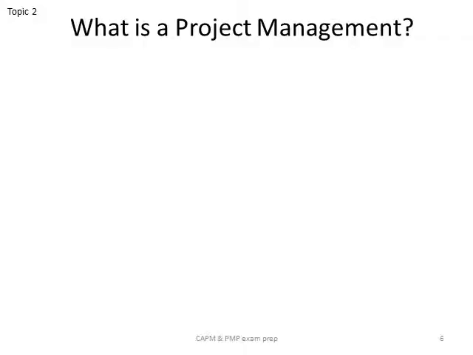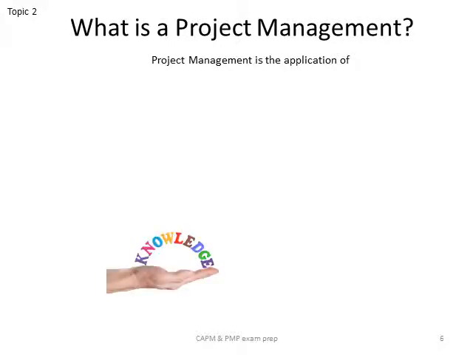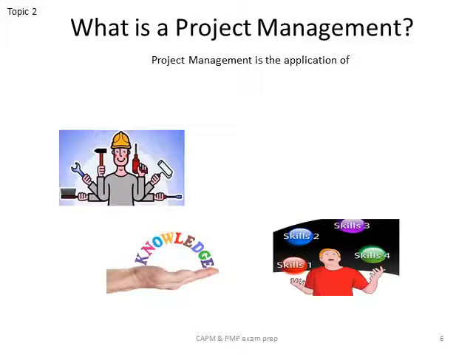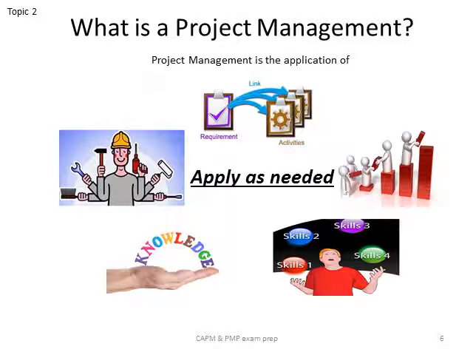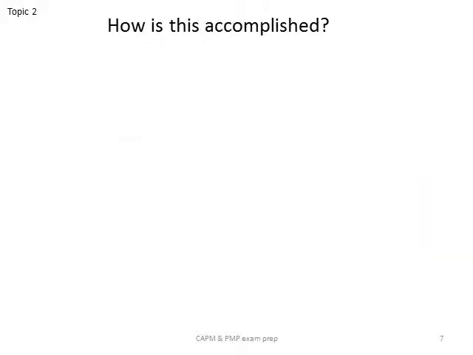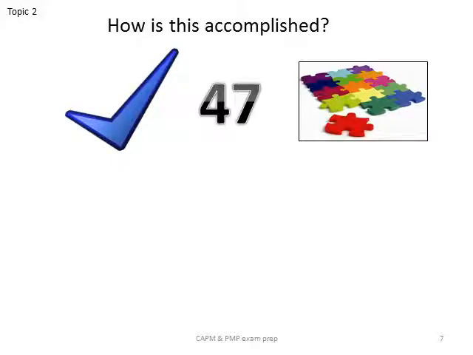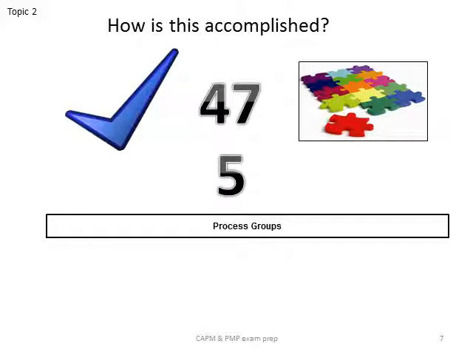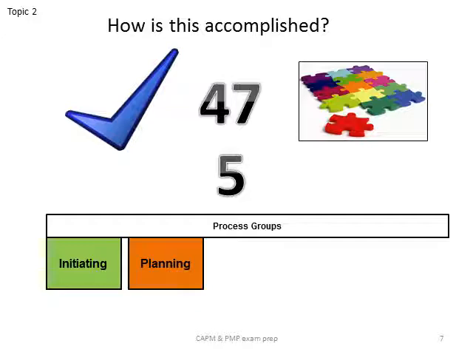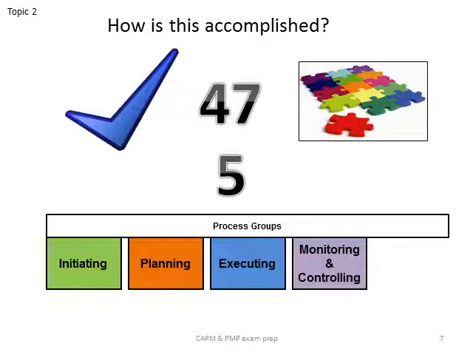What is project management? Project management is the application of knowledge, skills, tools, and techniques to project activities to meet the project requirements. It is accomplished through the appropriate application and integration of the 47 project management processes. These processes are organized into 5 groups that somewhat correspond to the logical progression of a project. They are initiating, planning, executing, monitoring, and closing.